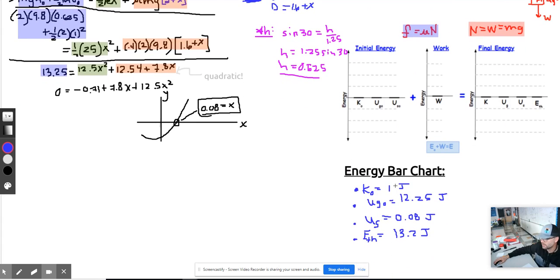My initial kinetic energy was 1 joule. UG was around 12.25. US was very little. Strangely enough, the energy was 0.08 and the displacement was 0.08, but the displacement is in meters, and this is in joules. Then I got a thermal energy equal to 13.2. I know these don't add up to be totally correct, but they're very close. We had some rounding errors, but let's go ahead and graph this and get a good visual display of what happened.